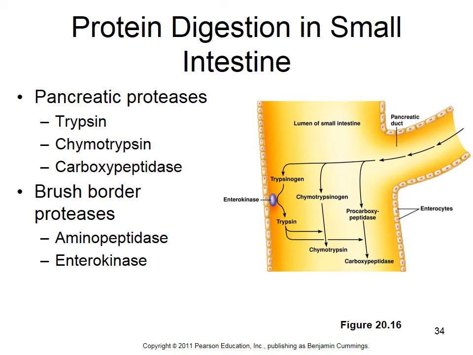Okay, and then you also have aminopeptidases on the brush border membrane. Okay, so if you printed this out, you could add another brush border enzyme, which are the aminopeptidases, which would start breaking down those peptide fragments that are being made by trypsin, chymotrypsin, and carboxypeptidase.